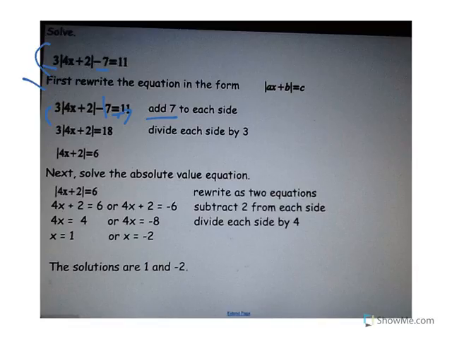And then I have to divide both sides by 3. If I divide both sides by 3, I'm going to end up with this here. Absolute value of 4x plus 2 is equal to 6. Then I can solve it. I have to set up the two equations the way I did here. And that's just like we did on the previous page. 4x plus 2 is equal to 6, so 4x is equal to 4, and then x is equal to 1, and then 4x is equal to negative 8, and x is equal to negative 2. So the solutions are 1 and negative 2. You check those, and you will see it's correct.